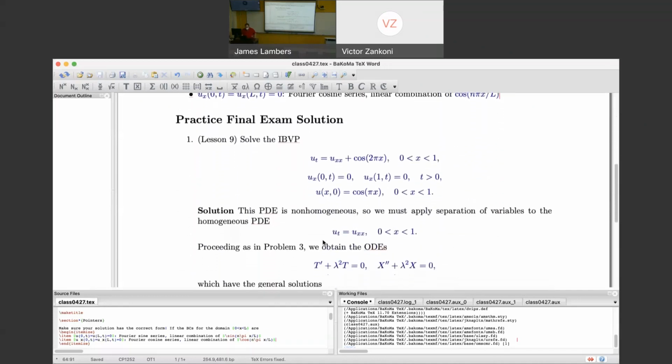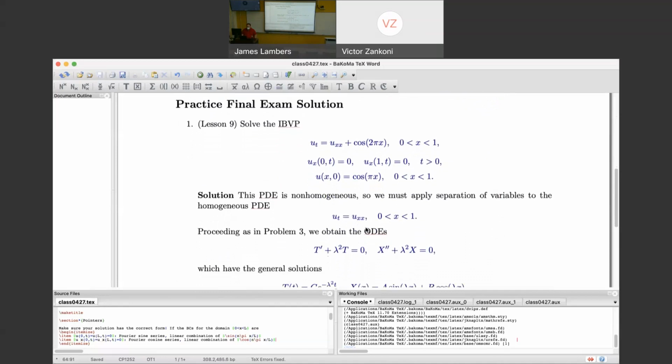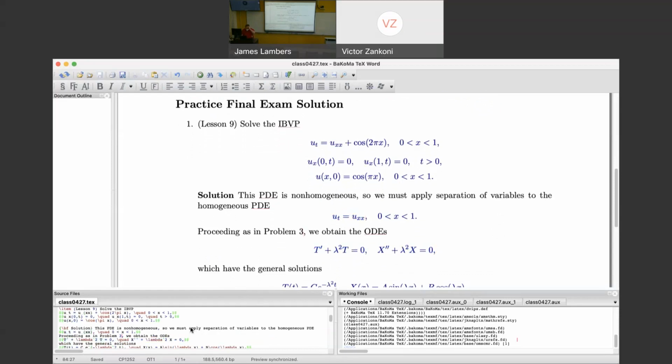Now, here we have a non-homogeneous PDE. So we focus on the homogeneous version, tossing out the source term for the time being, to see what form a solution has. You could just follow what I just said, but for completeness' sake, I'm also showing you where it comes from: these are the ODEs that come about by separation of variables.